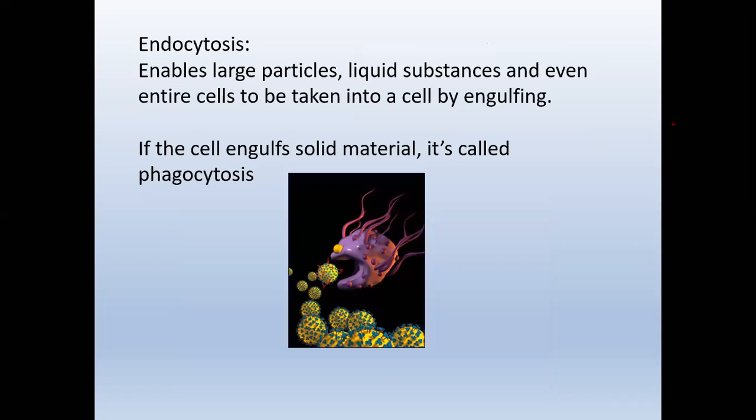So endocytosis, if we're going to be engulfing solid material, it is phago. Endocytosis is just the category. We're taking stuff into the cell. Phagocytosis tells me it's something solid. Pino, something liquid. Receptor, something specific. All three of these, though, are classified as endocytosis, bringing stuff into the cell.